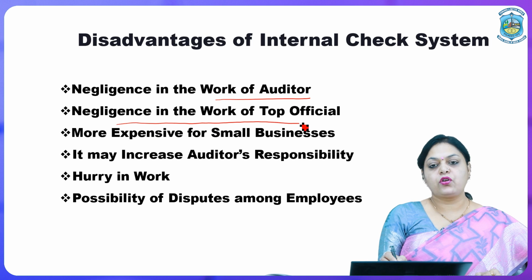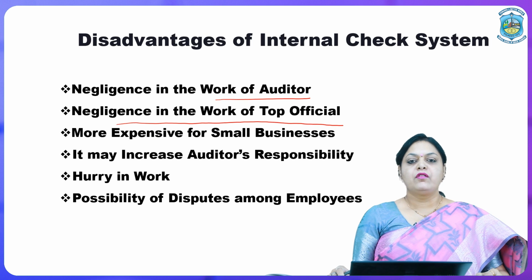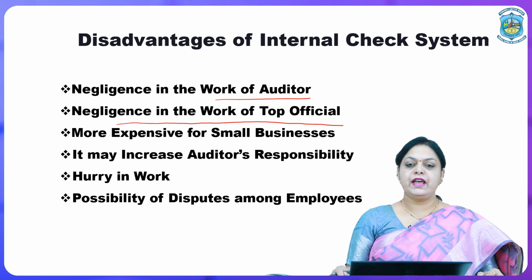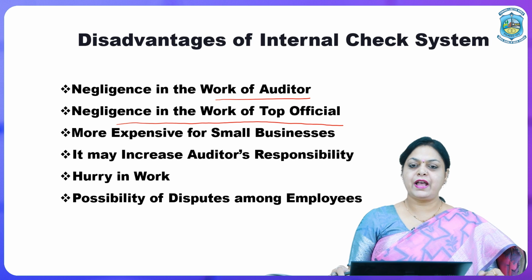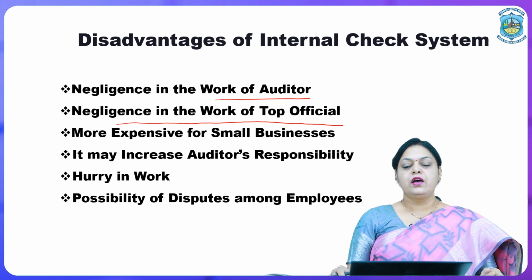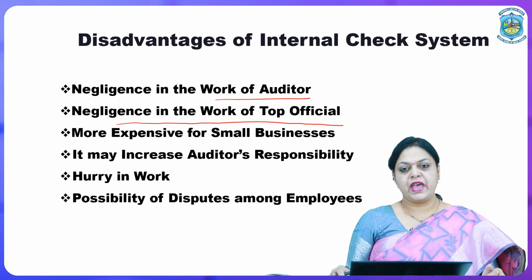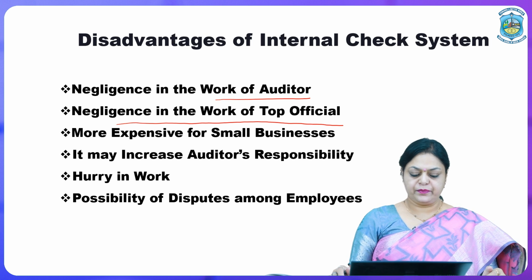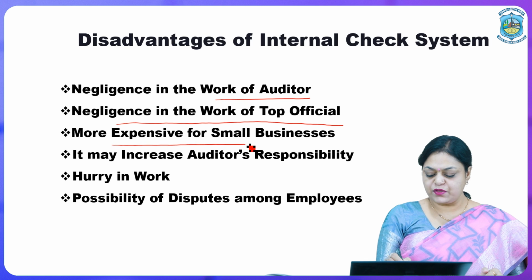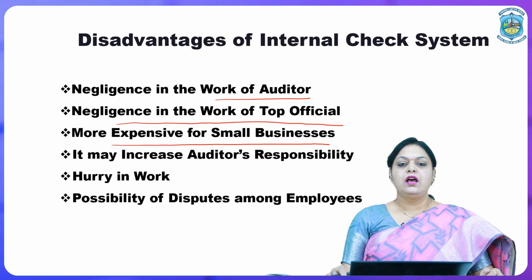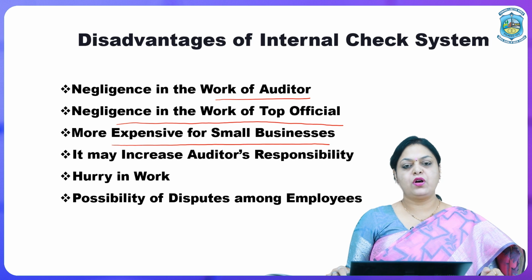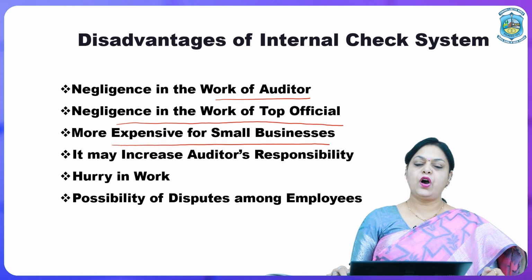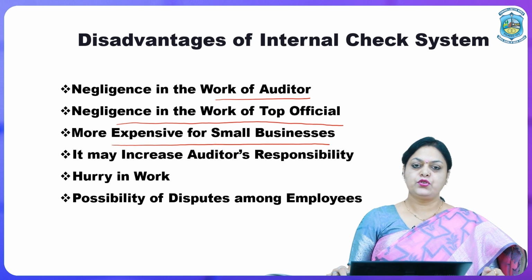Negligence in the work of top officials. Top officials know that there is an internal check system, so they feel they do not need any kind of supervision, and this is going to create careless behavior among the top officials. More expensive for small businesses. This system is very expensive for small businesses, because you need more workers to perform, and in that case they have to pay them.